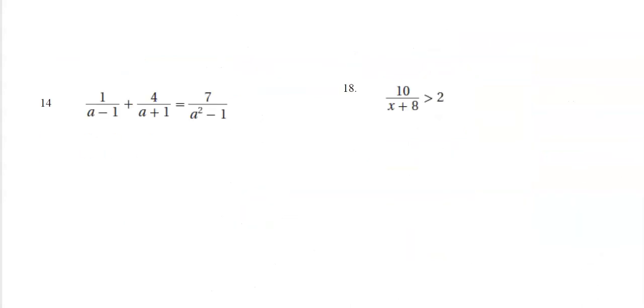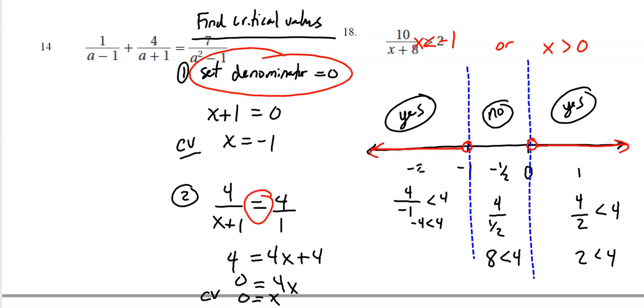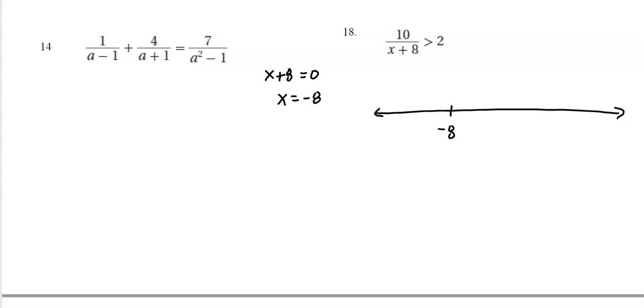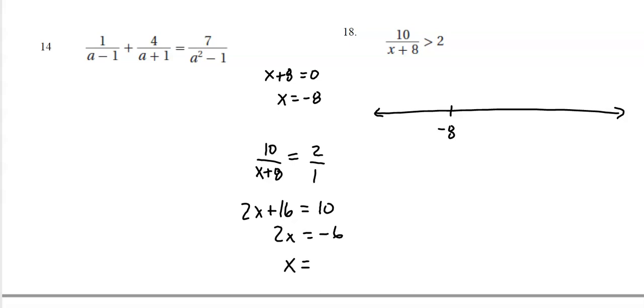All right, so we move down to number 18. Let's try this one. I'll move a little quicker through here. So set the bottom equal to 0. I have my first critical number. Do it straight up as is. Cross multiply. Minus, minus. Divide, divide. Got my second critical number. Now we test. Region, region.